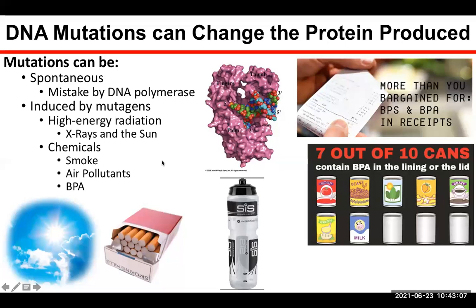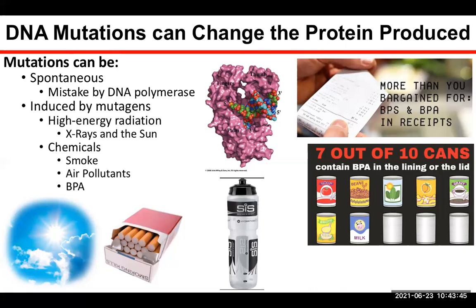The other kinds are induced by some kind of mutagen. And so the two main types that I want to cover are, first, high energy radiation. This is really going to be from X-rays or the sun. And so that's why it's really important to wear sunscreen, because the sunlight ends up causing this dimerization of nucleotides together, and that is going to create problems when you're trying to express proteins and whatnot. So yeah, wear your sunblock.